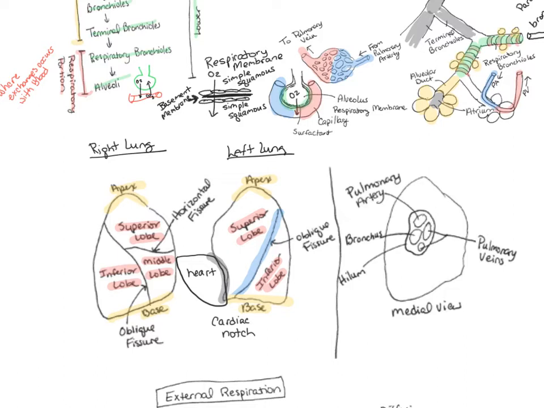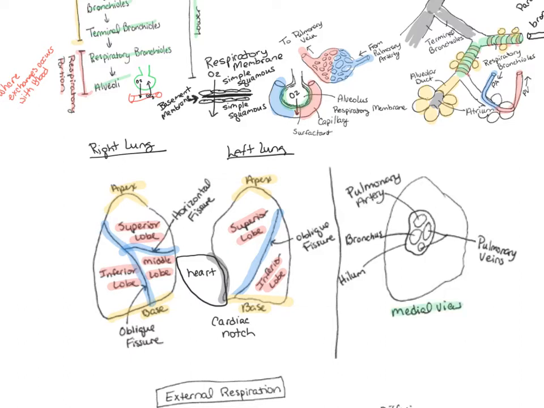On the right lung, there is the horizontal fissure that's separating that superior lobe from the other lobes. And then we have an oblique fissure that separates the middle lobe from the inferior lobe.